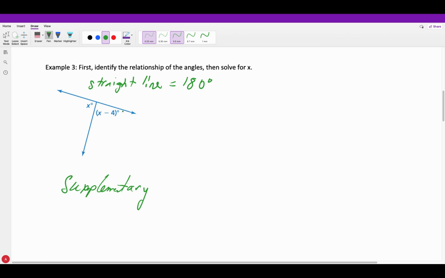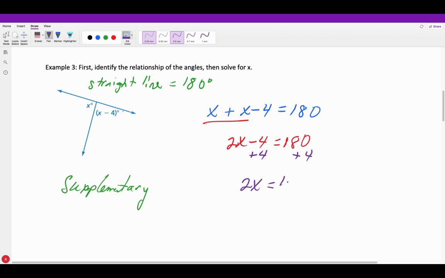We could have also done this without even learning about supplementary angles today, because since they are adjacent and form a straight line, we did this in the last video. So I can add the two angles together: x plus x minus 4 is equal to 180. Now I'm just solving. We simplify this side and get 2x minus 4 is equal to 180. Then we add 4 over, and now we get 2x is equal to 184. To solve, we divide each side by 2, and that means x is equal to 92. That will be our final answer.